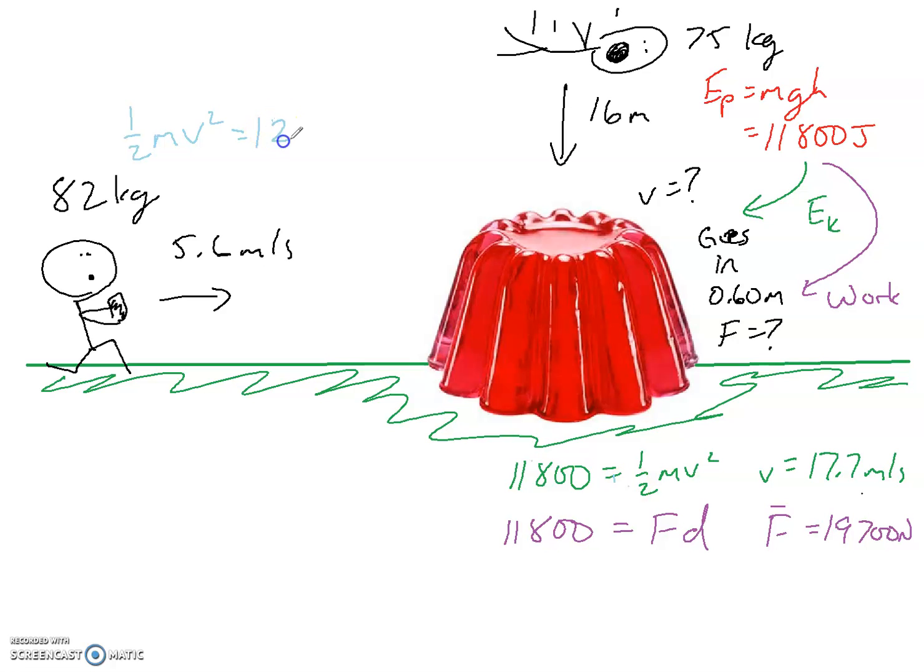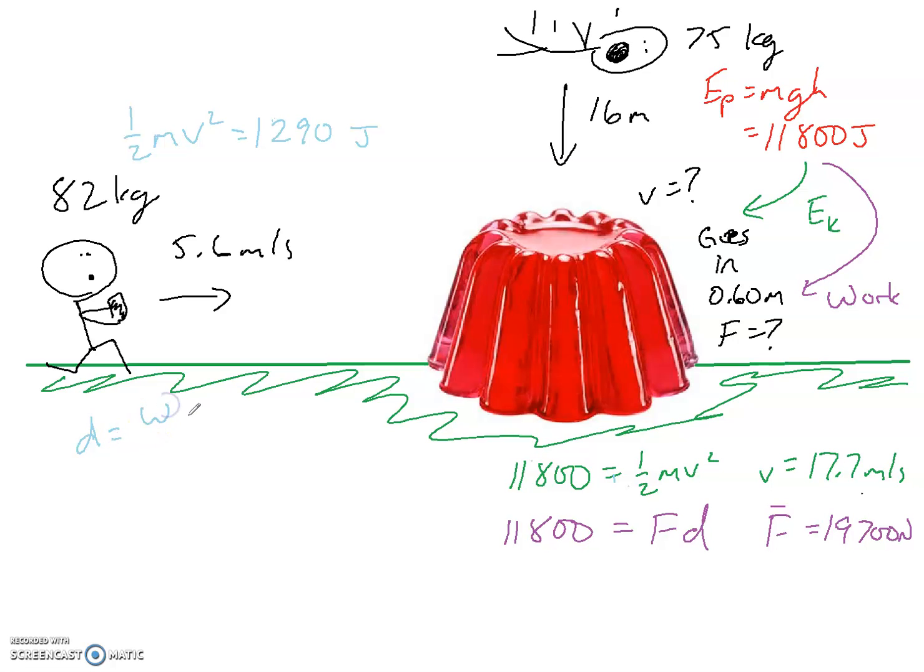1,290 joules of kinetic energy. So that is how much work the jello will have to do in order to stop them. And we'll assume it's the exact same force, both guys going into the jello. So we'll assume it's the same resisting force. So with that idea, I can then solve for the distance.